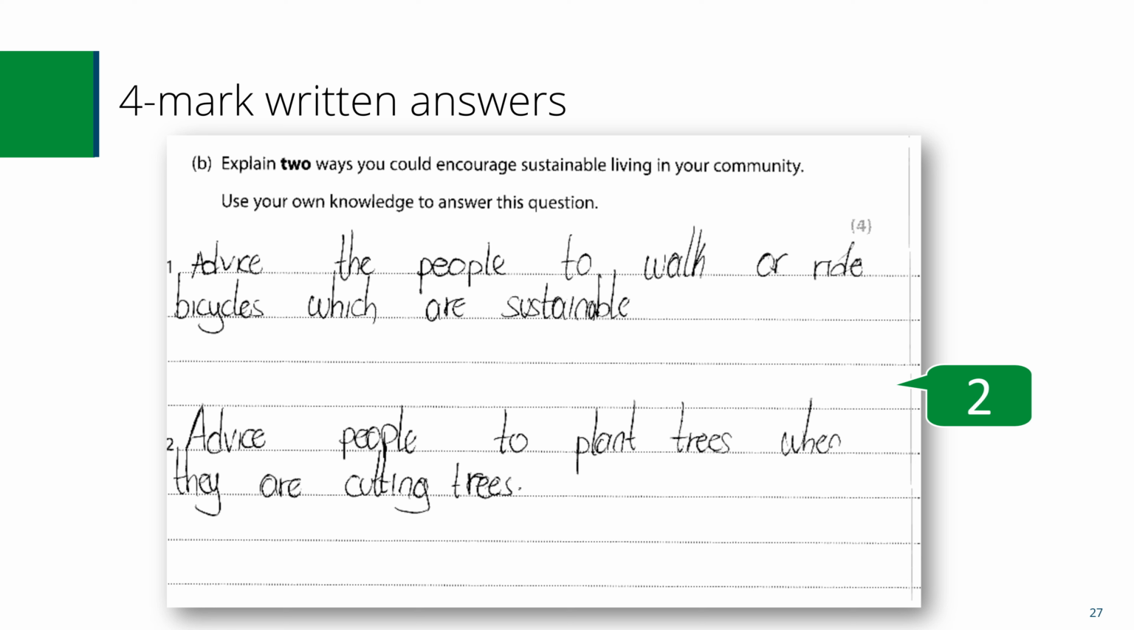Perhaps the student might have said, rather than driving cars, which contribute to global warming. Advise people to plant trees when they're cutting trees, the idea of afforestation, cut a tree, plant a tree, but again, there is no development here. For example, the student might have said, this helps to store carbon and reduce global warming.